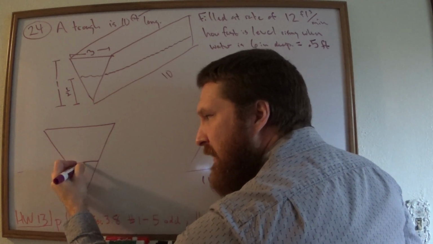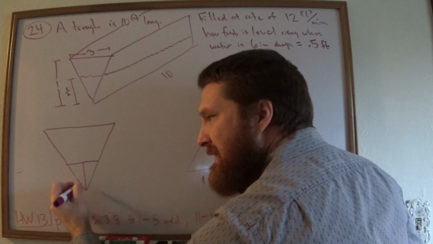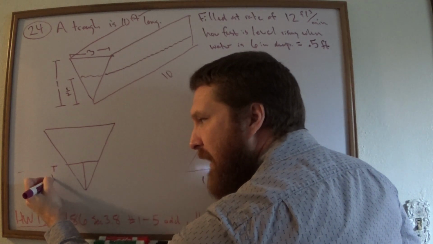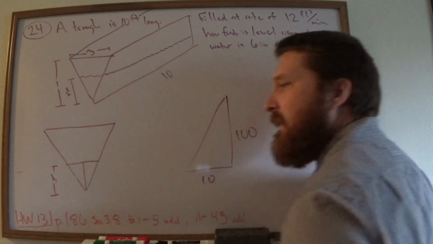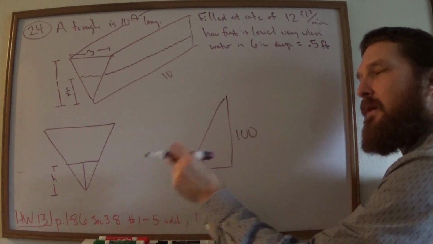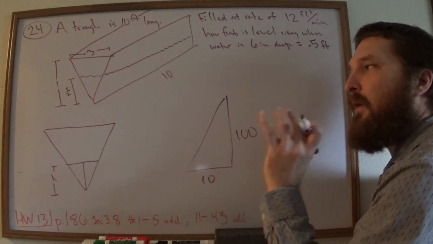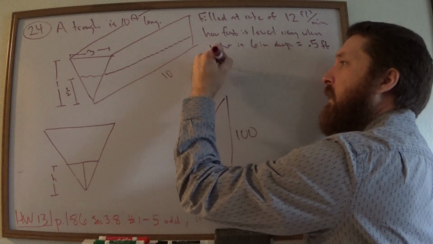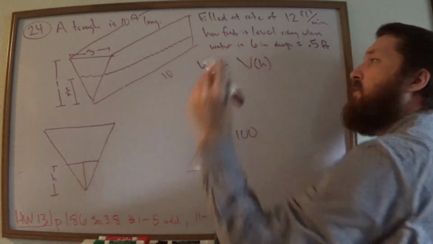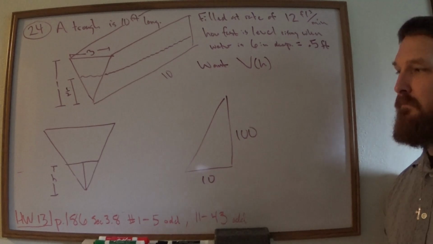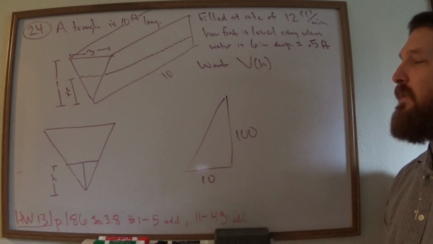This level right here, from here to here, that distance, I'm going to call it h for height. And when it's h, now we need to know, I want volume as a function of h. So, how do we find the volume?